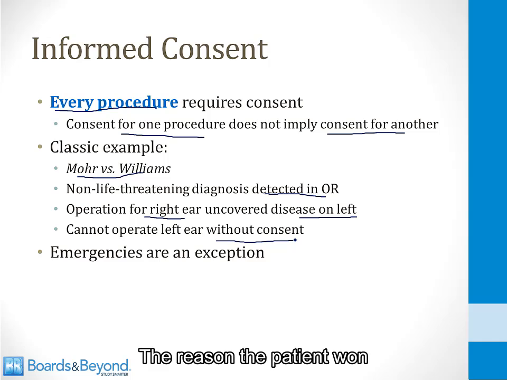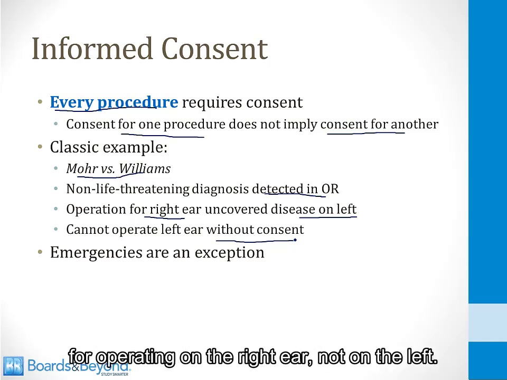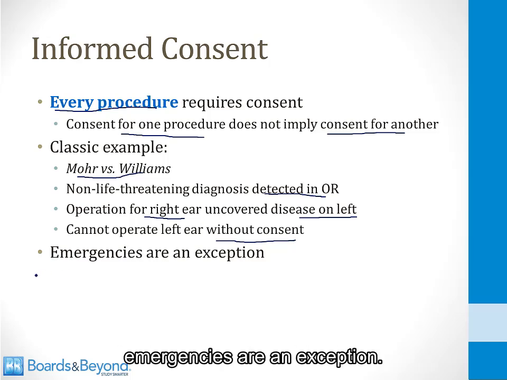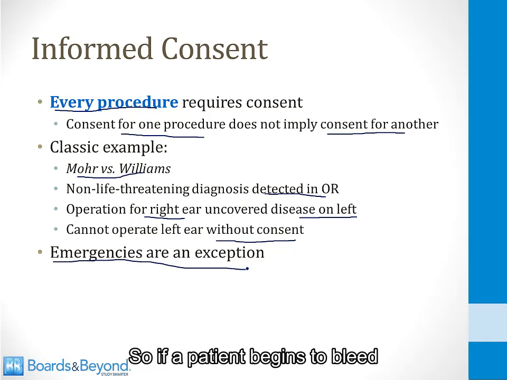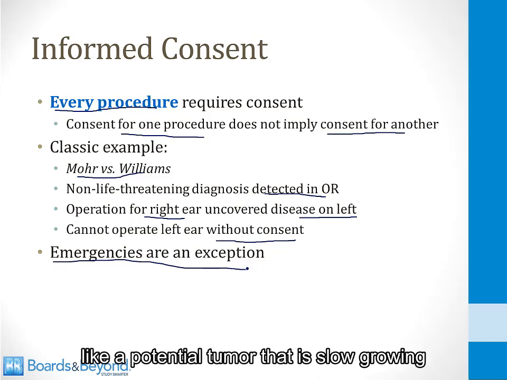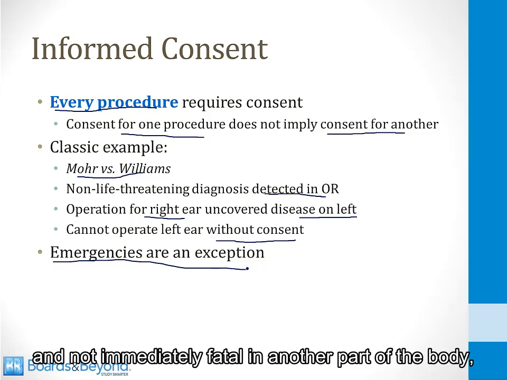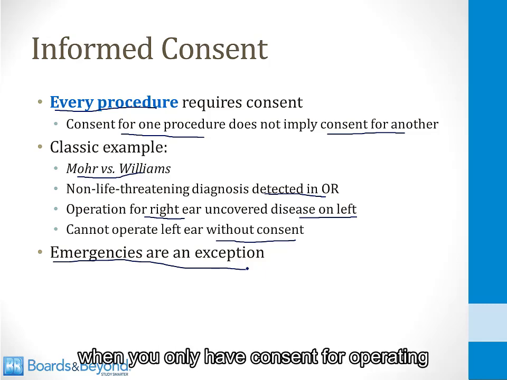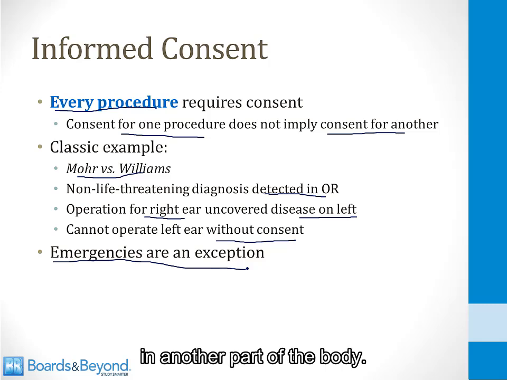The reason the patient won is because the doctor only had consent for operating on the right ear, not on the left. Now, one thing I should point out, emergencies are an exception, so if a patient begins to bleed from their liver during an operation, you can obviously treat them for that. That is an emergency. But if you detect a non-emergent condition like a potential tumor that is slow growing and not immediately fatal in another part of the body, you cannot operate on that when you only have consent for operating in another part of the body.